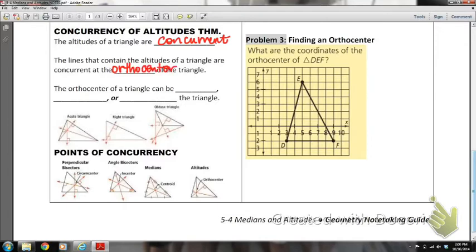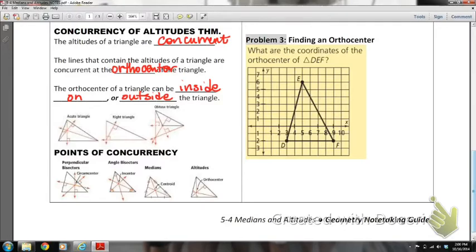Of the triangle. So the orthocenter of a triangle, that point of concurrency where they all meet, can be inside the triangle if it's an acute triangle. It can be on it if it's a right triangle, or it can be outside the triangle if it is an obtuse triangle. Now here are some diagrams below to help you visualize this.